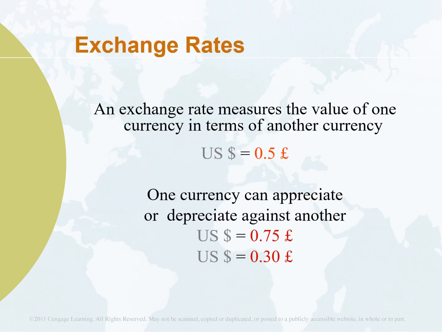Then we talk about the exchange rate. What is exchange rate? Exchange rate measures the value of one currency in terms of another currency, between U.S. dollars and British pounds, or U.S. dollars and Canadian dollars, or U.S. dollars and European euros, or Japanese yen. Make sure you know when one currency appreciates against another one, it increases in value, right? Or it could depreciate in value against another currency.